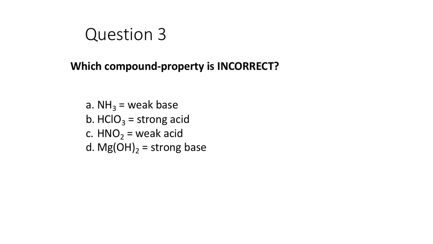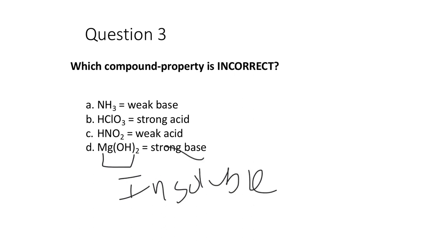HClO3 is indeed one of our 7 strong acids. HNO2 is indeed a weak acid. It's not one of the 7 strong acids. HNO3 is a strong acid. And then Mg(OH)2 is not an example of a strong base. It's insoluble. So this is insoluble in water. Because it's insoluble, it can't be any kind of base. So that's the incorrect property.